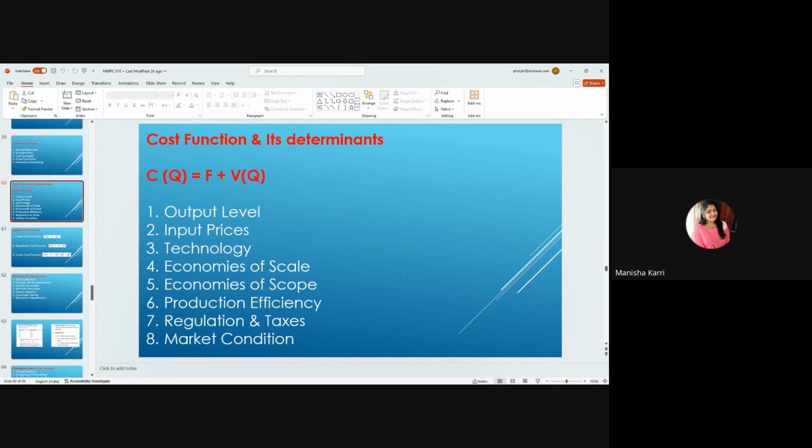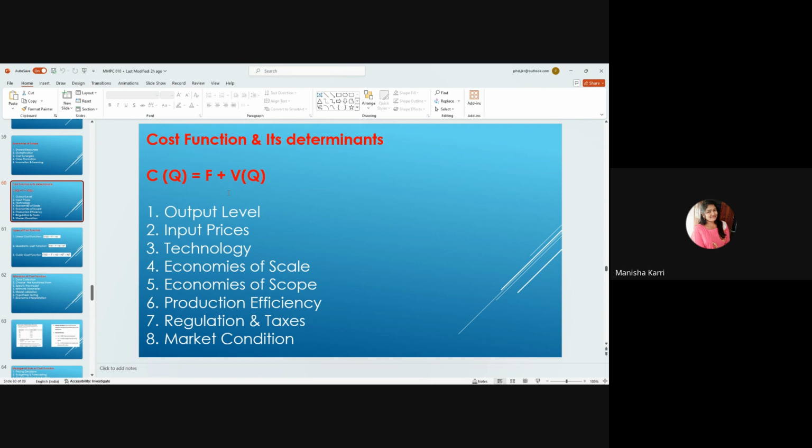And F is the fixed cost, because there is no change in that particular cost with the level of output. And V(Q) is the variable cost, which changes with the level of output. There are some determinants for this cost function. Output level is generally the primary determinant of a cost function, because as the quantity of goods or services produced increases, variable costs typically increase, although fixed costs remain constant.